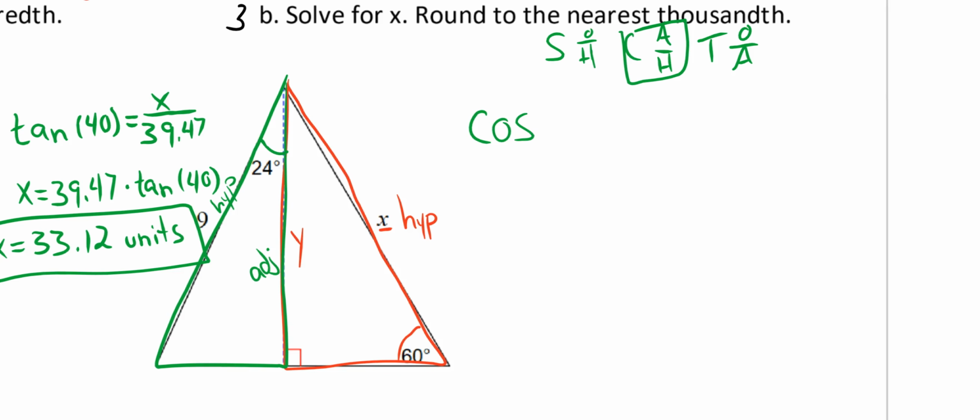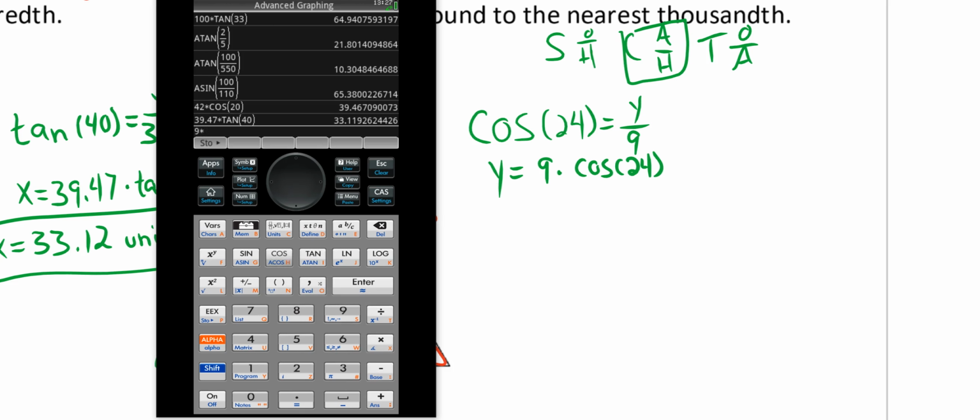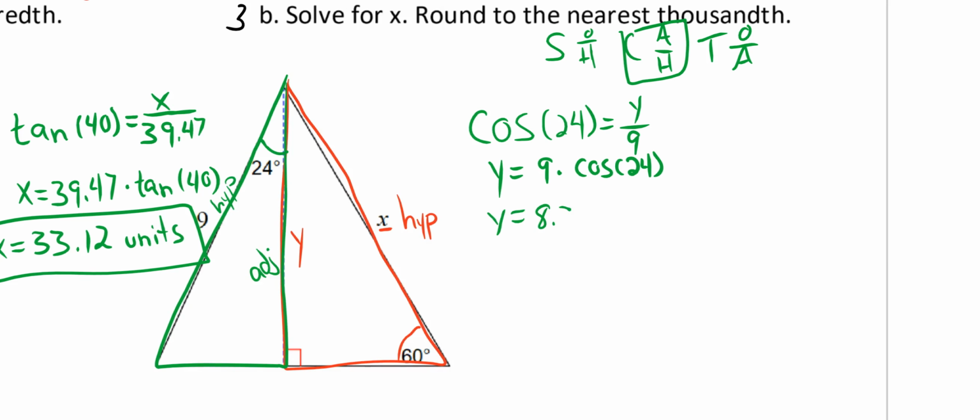So we're going to say the cosine of our angle, 24, is equal to the adjacent y over the hypotenuse, 9. Now from here, variables on the top, so we're going to multiply by the trig function. So we get y is equal to 9 times the cosine of 24. From there, we just need to put this into our calculator. So let's go ahead and do that. 9 times the cosine of 24. And you get an answer of 8.2219. And that 9 is going to cause that 1 to round up. So we get a final answer for the y value to be 8.222. So y is equal to 8.222.